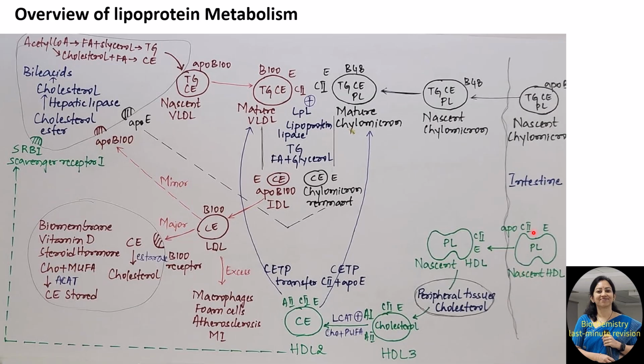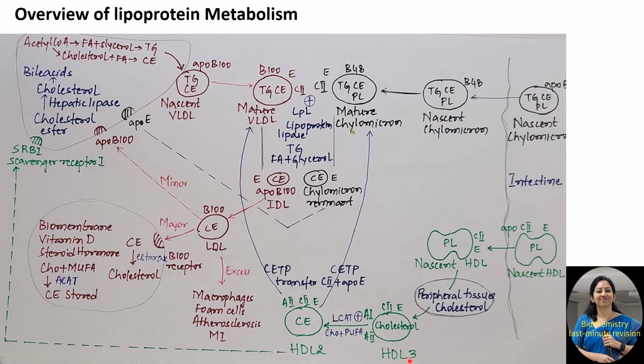Now HDL is synthesized in intestine also, and some amount of HDL is also synthesized in hepatocytes. Okay, so this nascent HDL has got mainly phospholipid, and ApoC2 and E are the apolipoproteins that are present on the surface of the nascent HDL inside the enterocytes. Now they are released into the general circulation, so they go to peripheral tissue and collect the cholesterol.